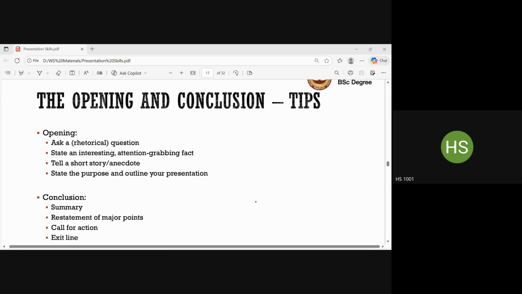That is correct. You can also tell a short story or an anecdote. An anecdote is an incident that has actually happened. A story can be fictional, but an anecdote is something that has actually happened. It's an incident. Okay, ma'am. Got it. All of these are strategies that allow you to grab the attention of your listeners.